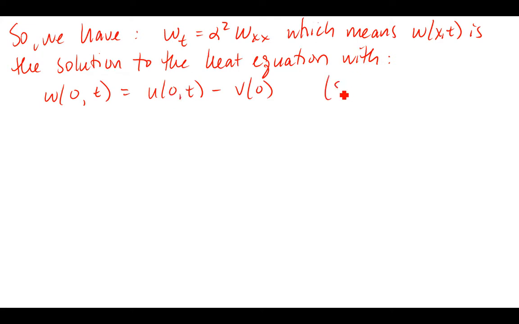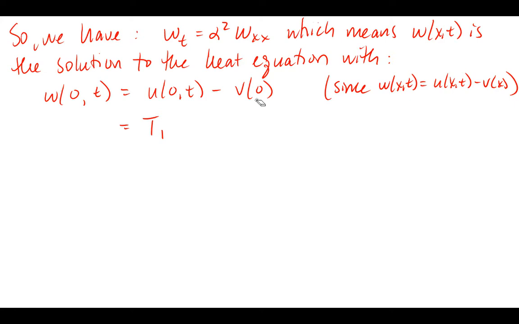I feel like I should say that, since W is literally just defined to be U minus V, from the last slide. That's our guess. So in particular, if I plug in 0, which is the left end of the bar, I'd get that. But at the left end of the bar, U, remember, U is the solution to our adjusted problem. The left end is always temperature T1.